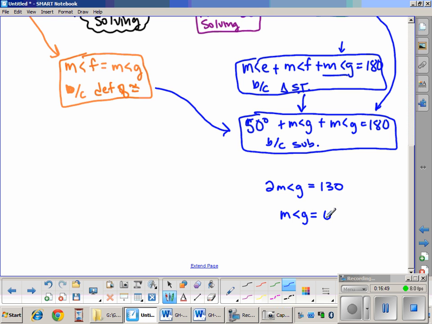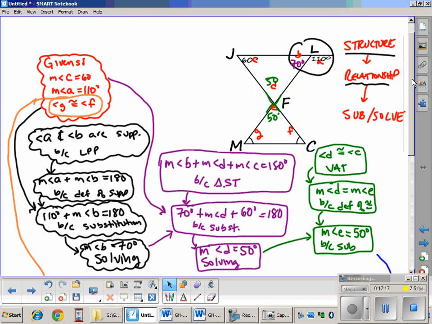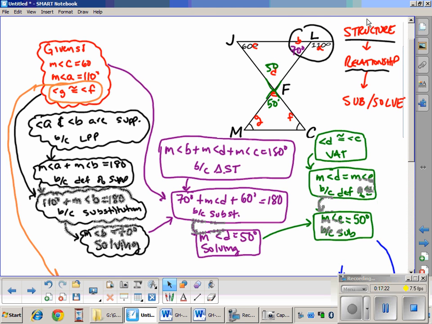So all I really did here, again, is a solving step. Solving, in particular, this equation that I was given. But in the end, I now have shown exactly what I was trying to prove in the first place. Measurement angle G equals 65. So I would call this a good proof. All the steps are accounted for. No holes, nowhere to attack. Messy, yes. Long, definitely. But again, just go back to this structure, relationship, sub and solve, as a guideline for these, and then break it into pieces.